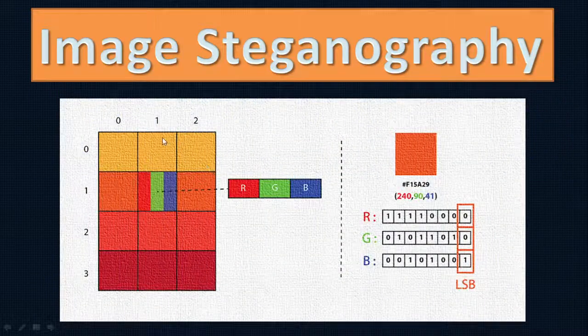Here, how do we do it? Let's look at this picture. It has 3 columns and 4 rows. This is 0 0, 0 1, 0 2, and this is 1 0, 1 1, 1 2. If you take any one pixel, assume this is one pixel and this is another pixel. Each pixel is made by 3 colors, RGB, and these are the corresponding values. This 240, 90, 41 is the color code for this particular color. If you look at the last digit, this is the 8-bit binary conversion.